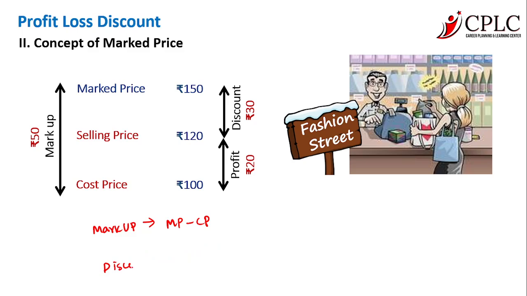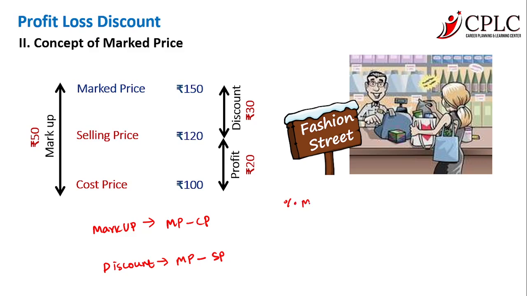Then there is a formula for discount also. Again, if you understand this, you got a discount of 30 rupees. How did you arrive at this 30? 150 minus 120. So it becomes mark price minus selling price. 150 minus 120 gives you 30 rupees discount.